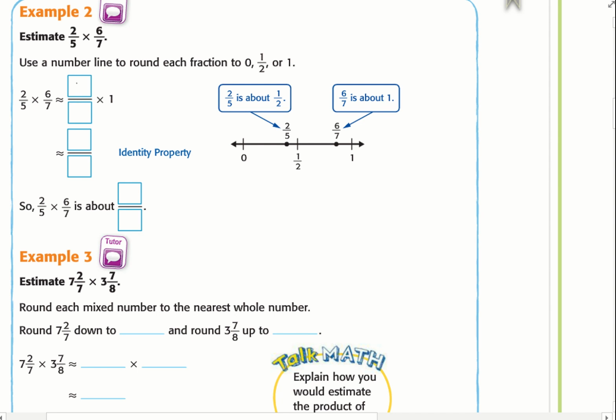So it turns into 1/2 times 1. And we know with the identity property, whenever we multiply by 1, we get the same product. So it's going to be about 1/2. So 2/5 times 6/7 is about 1/2. My 2/5 changed to 1/2, and my 6/7 changed to 1.